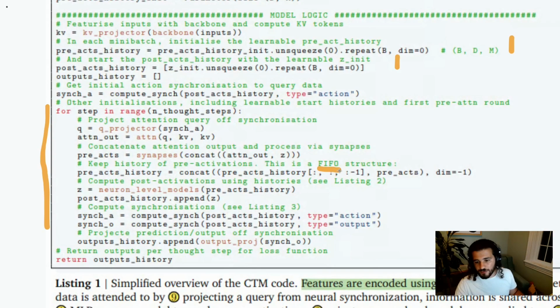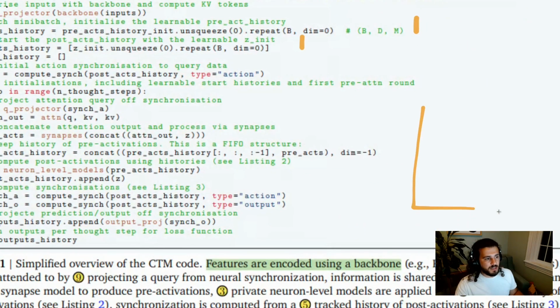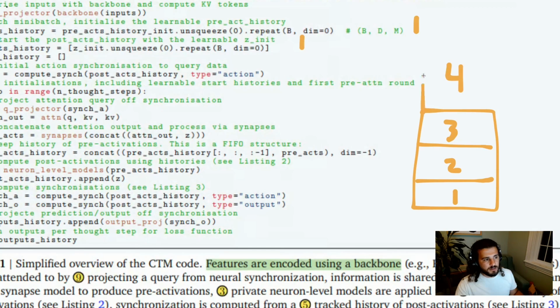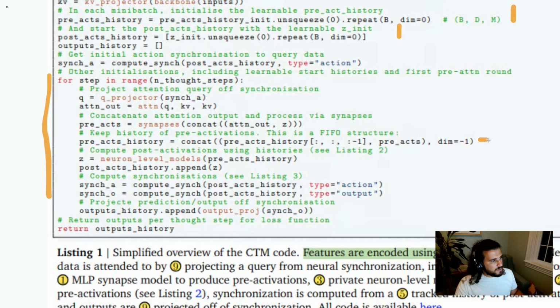This is a first in, first out architecture, which means that, let's say you have 3 slots. This was the first one, this is the second one, this is the third one. If you put the fourth one in like this, this one disappears. Then you take this pre-activation history and jam it into the neural level models. There are many models for that, and you dispatch to the right models. Then you take the Z that you get out of this and add it to the post-activation history.